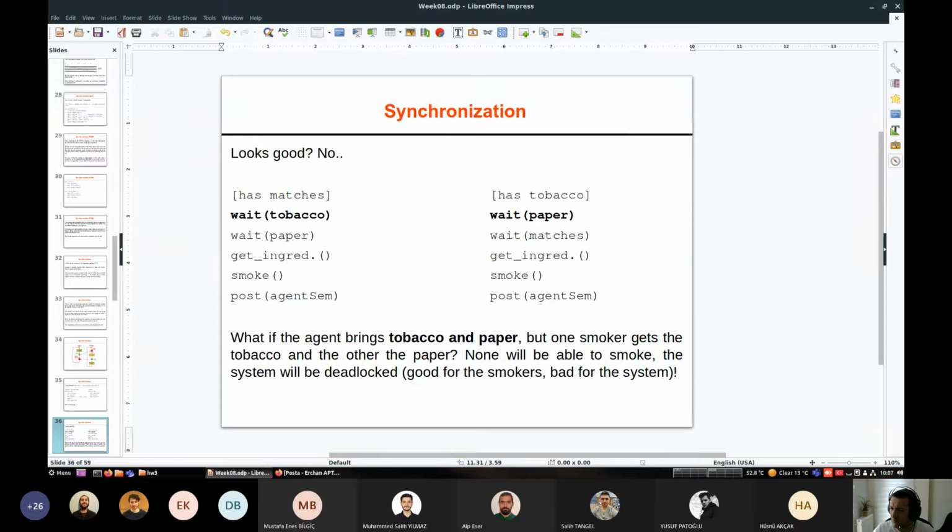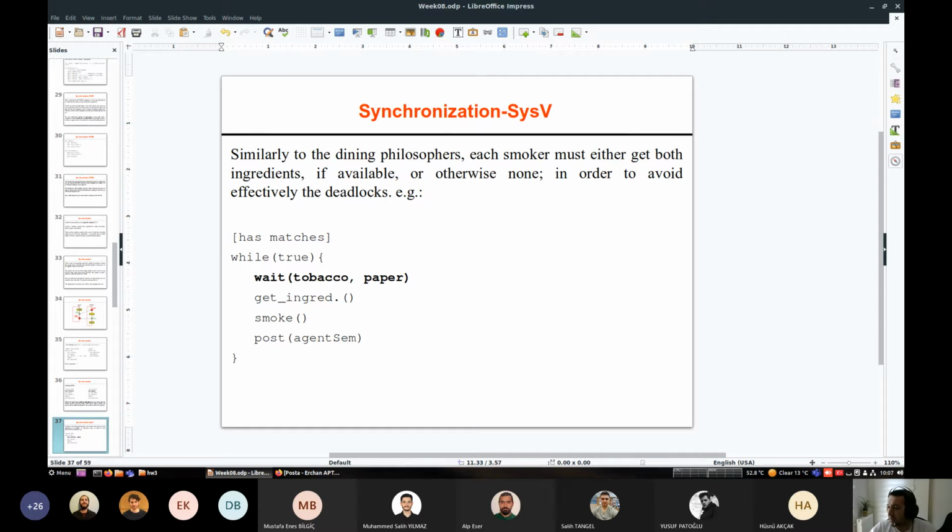Now with System V semaphores, this is very easy to solve, no problem. Very simply, you just have a compound wait with two semaphores, and each smoker simply calls a wait for two semaphores. So either it will get both of them, or it will keep on waiting. As simple as that, and you're done. So with System V, the algorithm is just 5 lines. But let's look at the POSIX case now. Any questions about the System V solution? Okay, so all you need is a semop with two operations, just like in the case of dining philosophers.